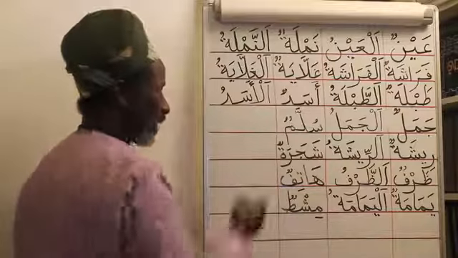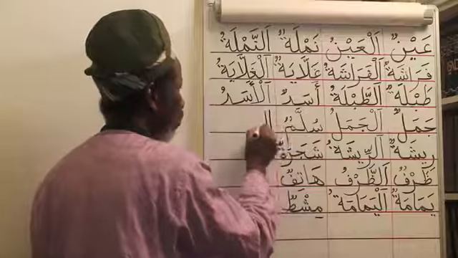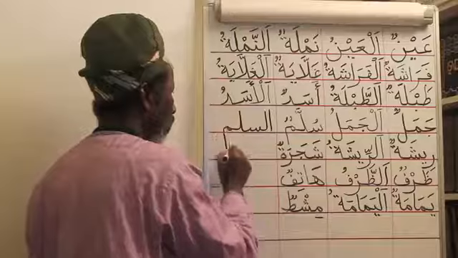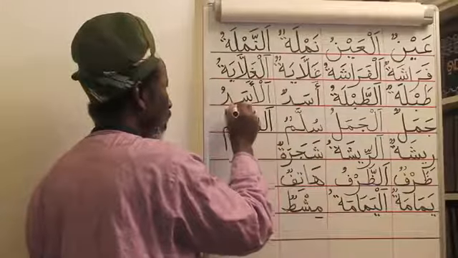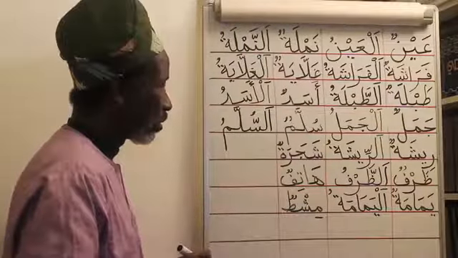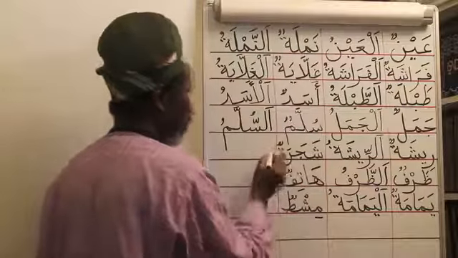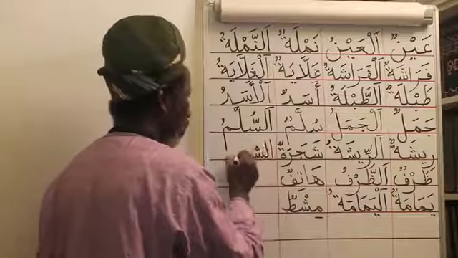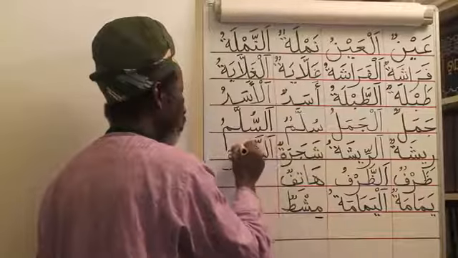Sullamun. Sin is a sun letter. You will say As-Sullamu. Next, Shajaratun. Ash-Shajaratu. Another sun letter.